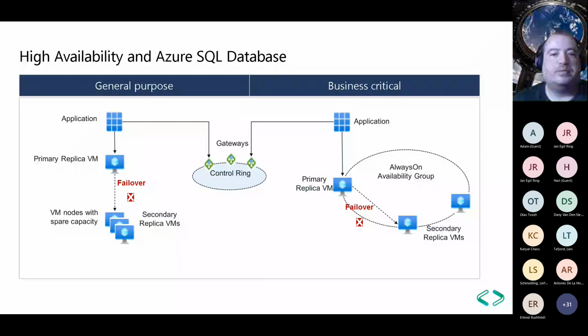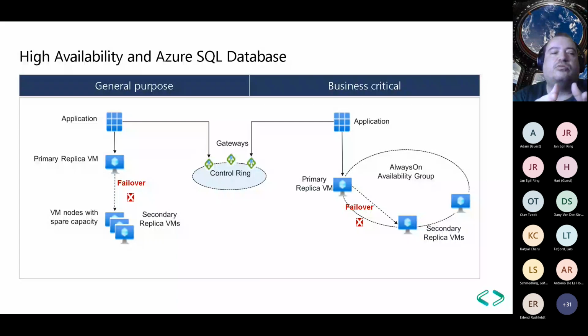How is this managed? It's this image: both of them, either general purpose or business critical, use a gateway ring, a control ring. What this means is that all the connections to our Azure SQL arrive to this gateway, the gateway ring, the control ring. And then these connections are, let's say, forwarded to the server itself. We'll talk more about this later, but it's interesting to know that these gateways are here.